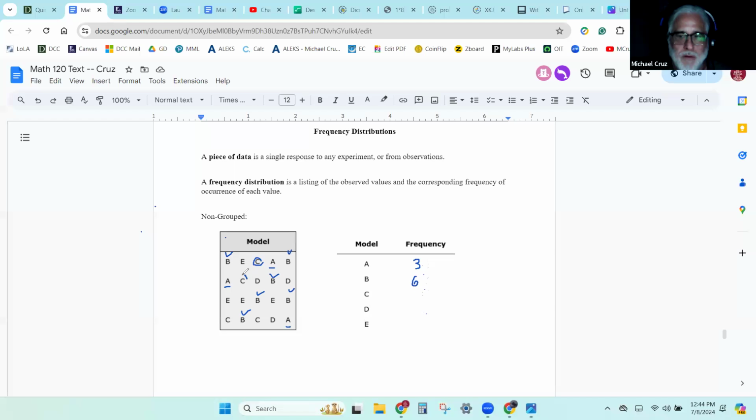1, 2, 3. Looks like 4 C's. That's the one that's circled. Let's double back and see if we got any C's that are hiding in there. Nope.